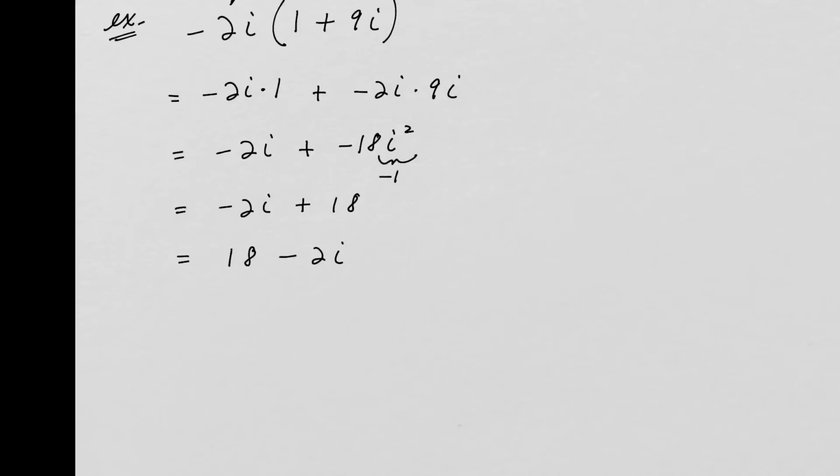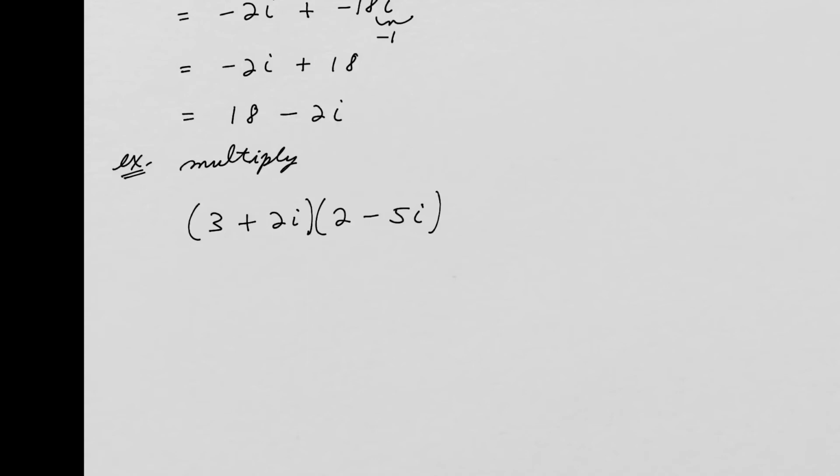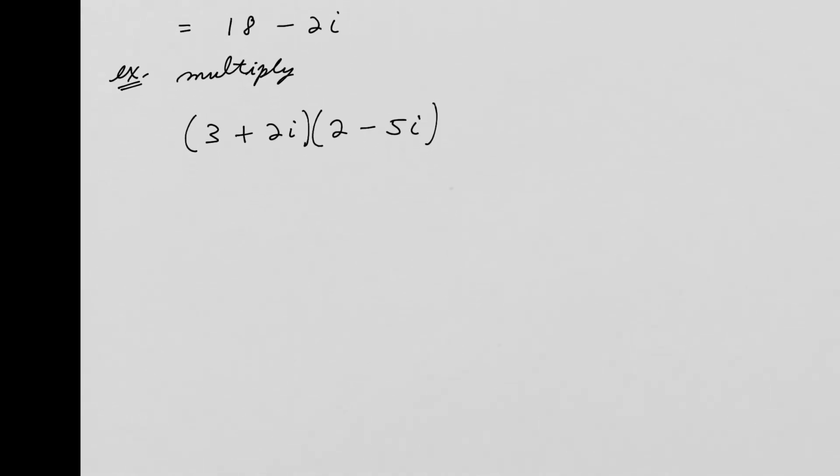So I multiplied it just like I normally would. The only thing I need to be careful with is whenever I multiplied i times i, that's equal to negative 1. Okay. Here's another example where I multiply two complex numbers together. So multiply, let's say, 3 plus 2i times 2 minus 5i.